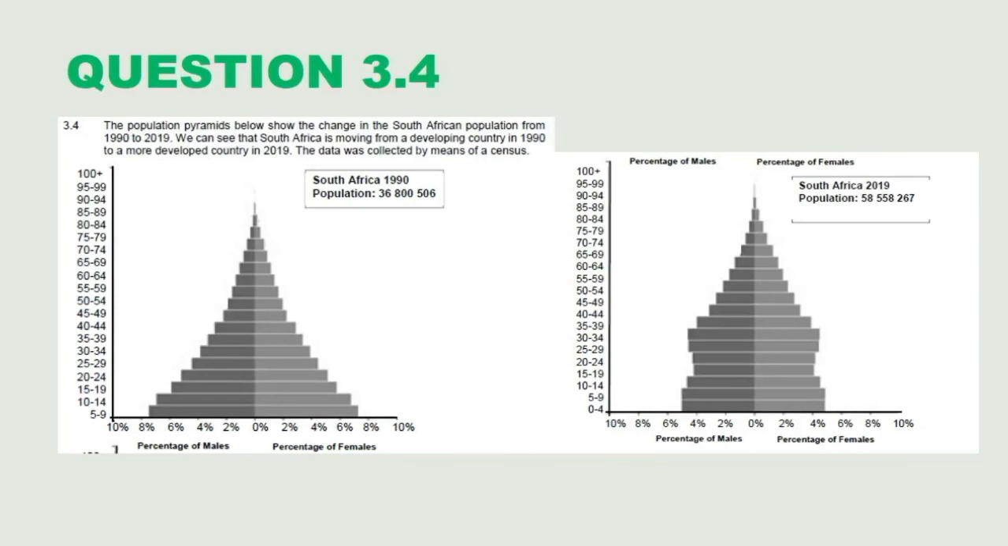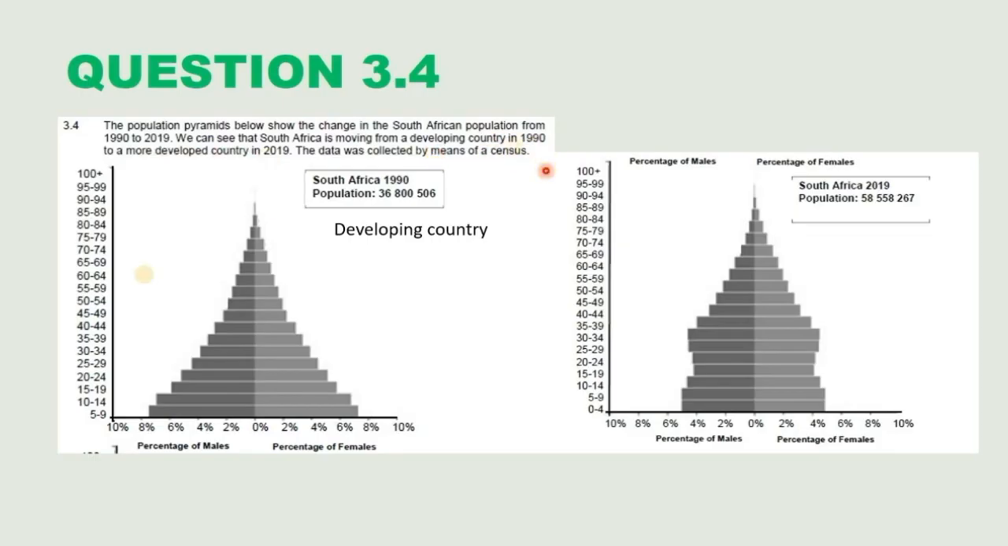Let's move to our last question, question 3.4. So in this question, they have given us 2 population graphs. So here they say that the population pyramid below shows the change in South African population from 1990 to 2019. We can see that South Africa is moving from a developing country in 1990 to a more developed country. The data was collected by means of a census.